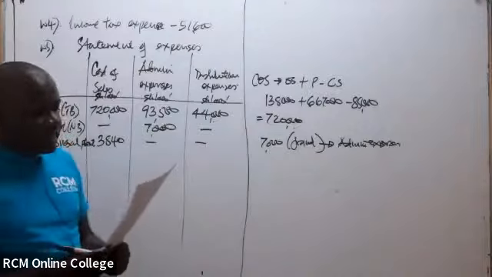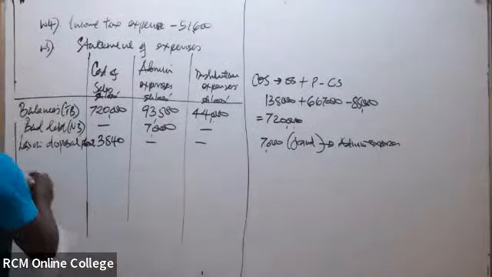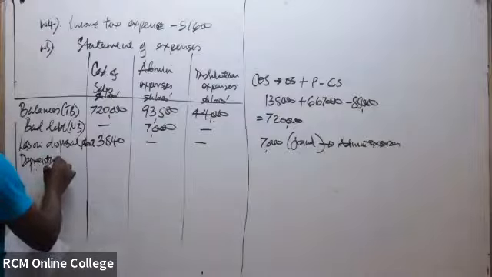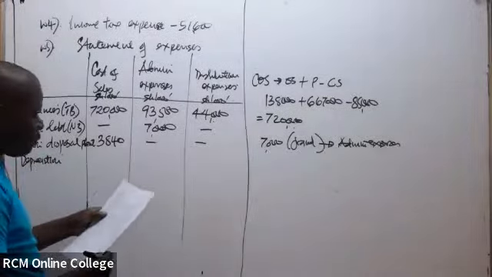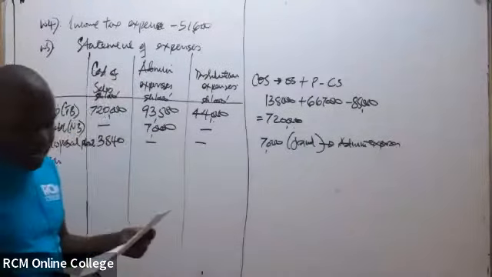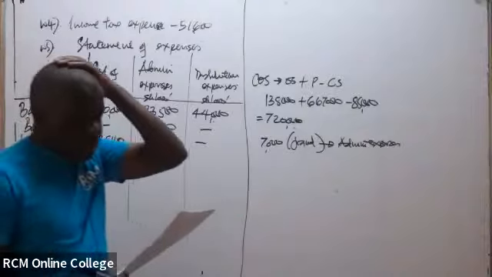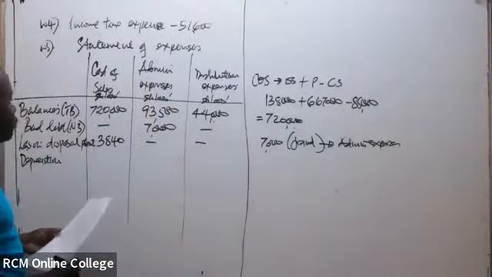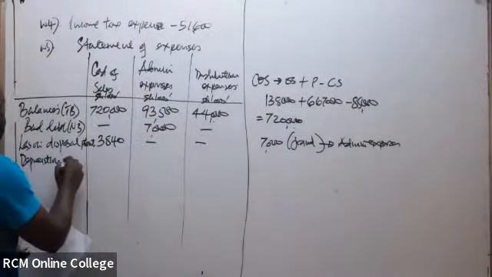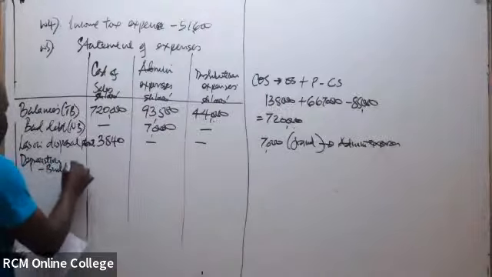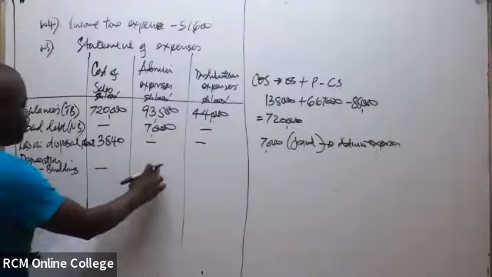Then, of course, you have depreciation. So depreciation in this case for buildings, you are told it will go under admin. So what was the amount for depreciation for buildings? We can start with the buildings. What did we get as depreciation for buildings?